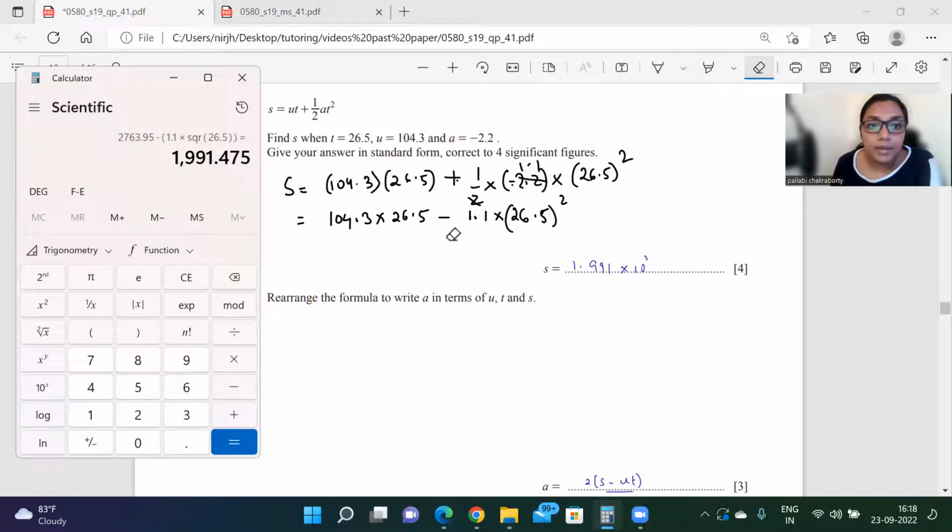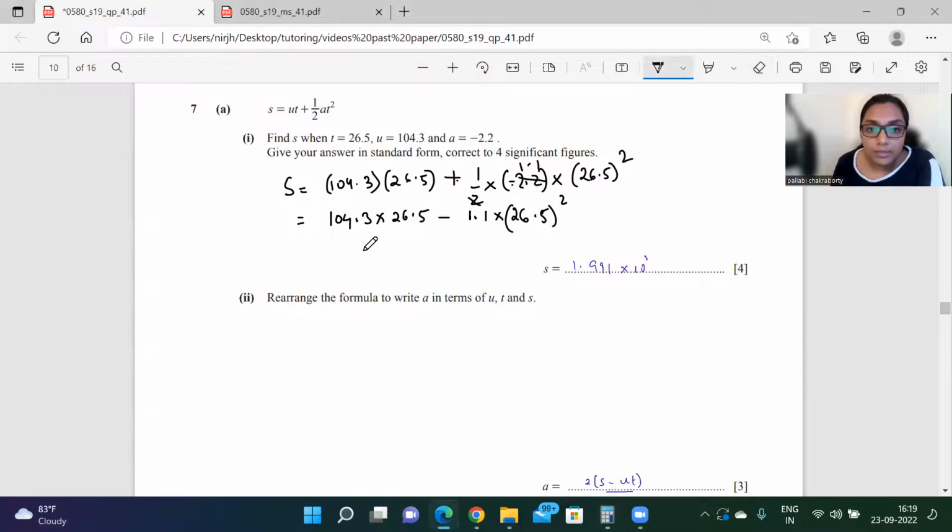It will be 1991.47. And the question says to give your answer in standard form, correct to 4 significant figures. That means you move it 1, 2, 3 places, and it's a 1, 4, so it will remain 1. So 1.991 times 10 to the power 3 will be your standard form answer.